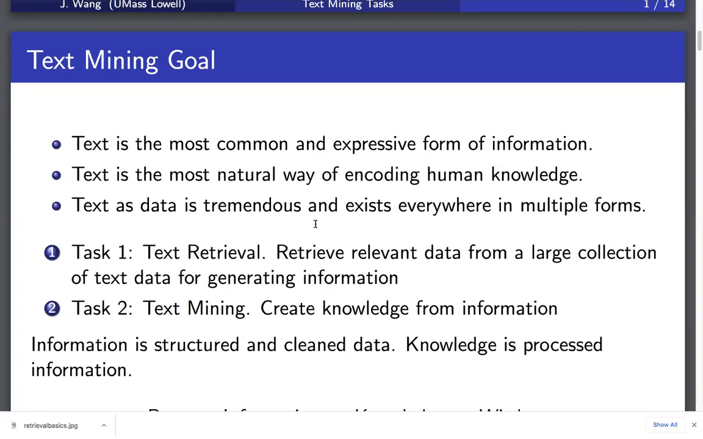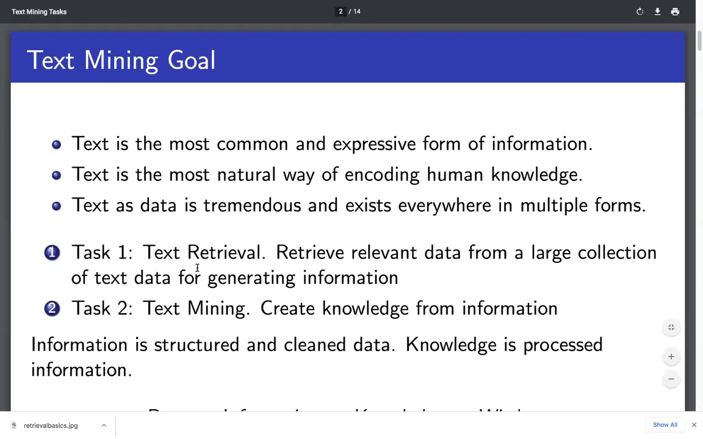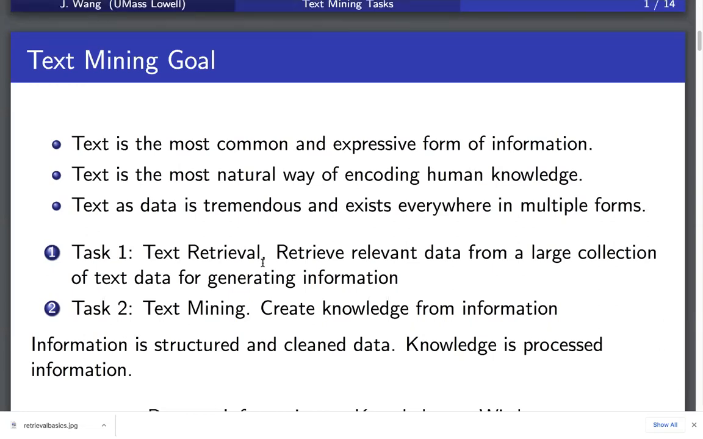Then why do we need text mining? We basically have two tasks. Task number one, text retrieval. Since there is a tremendous collection of text available either on the internet or in the library in digital form, if you want to search for relevant text data, you present a query, and based on that query, you are supposed to get the most relevant text data. That's called text retrieval. Now, how can we achieve that goal? We need certain algorithms, and of course, we need to implement the algorithm to retrieve what we really want to have.